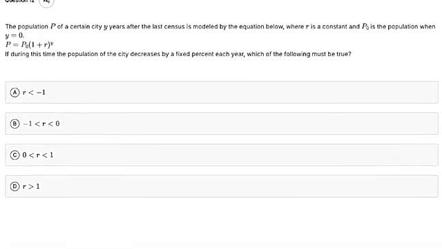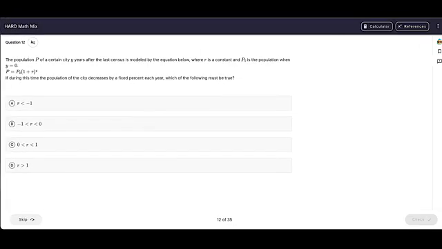All right, go ahead and try this on your own first. But here we go. We have this exponential function, and it's saying we want the population of the city to decrease by a fixed percent each year. Which of the following must be true?